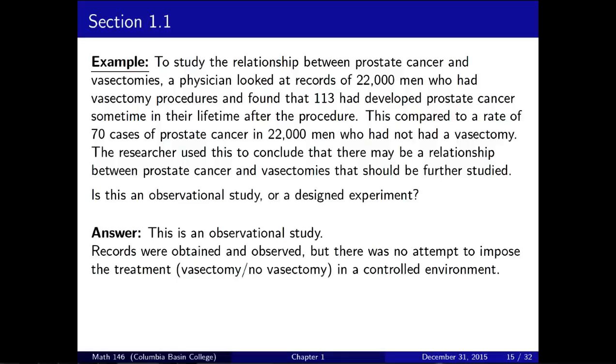Is this an observational study or a designed experiment? In this case, this is an observational study. Records were obtained and observed, but there was no attempt to impose a treatment. I don't even know how you would impose that treatment on people: give some people vasectomies and some people no vasectomies. It doesn't make any sense. There was no control here, so this is an observational study, and I think it has to be. I don't know how else you would research this topic.